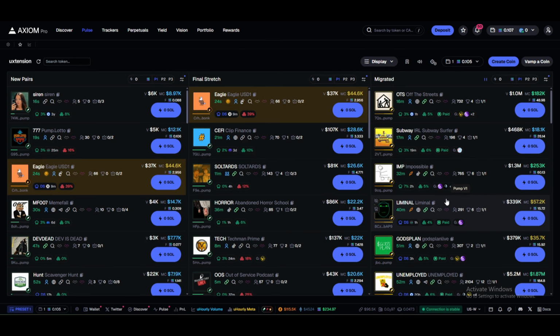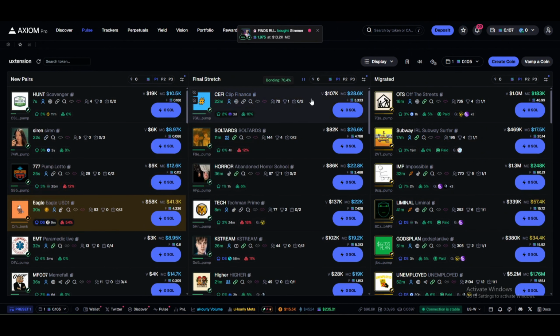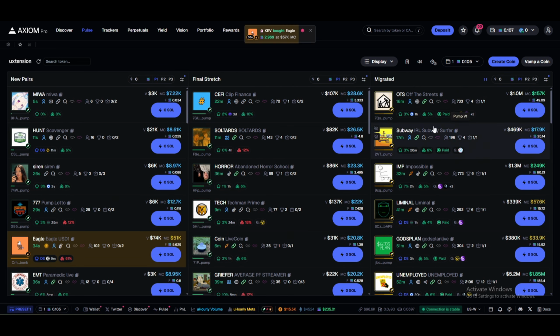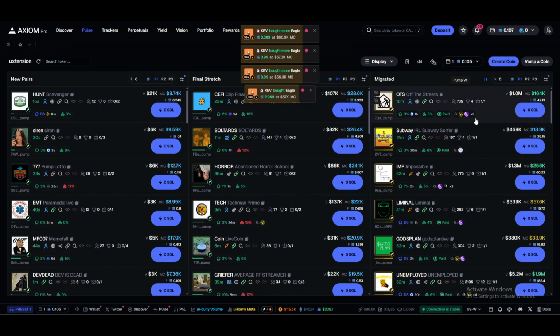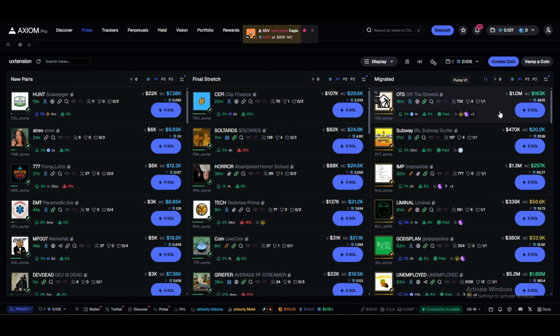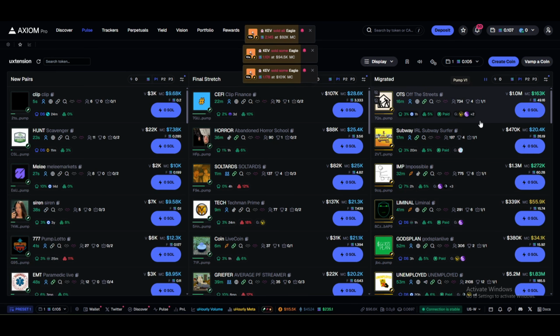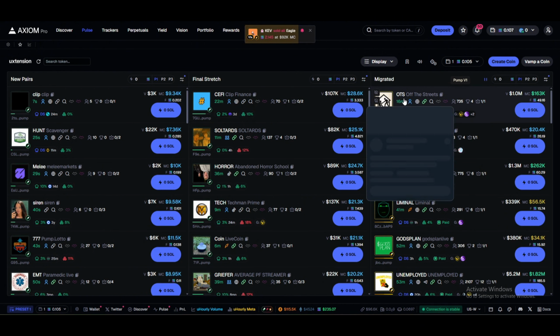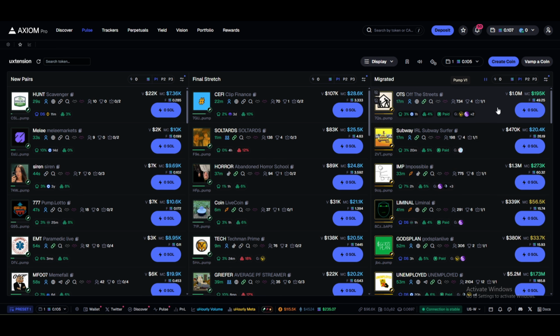Alright, so first thing we need to do is look at the migrated tab. You can do this strategy on the final stretch, but it's riskier. I like to stay on the migrated tab because it's safer and there are fewer scam coins. That being said, there are some scam coins on migrated, so you need to look for coins you like the look of. I can't lie, I like the look of this one. I don't know why, it just looks very clean to me.